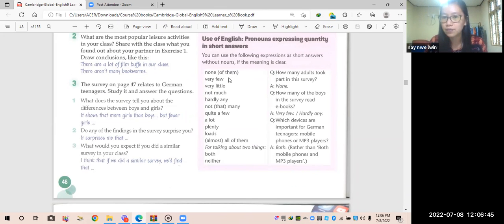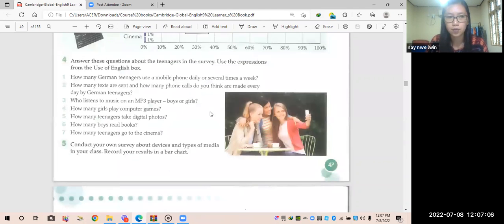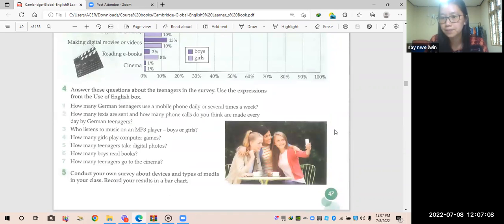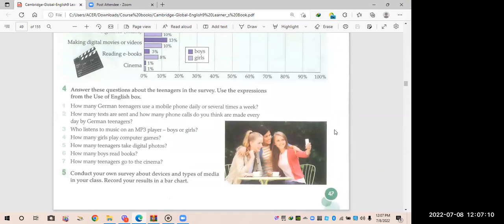Okay, none of them, very few, very little, not much, hardly any, not that many, quite a few, a lot, plenty, loads. Loads means a lot. All of them or almost all of them. For talking about two things, you can use both for positive sense and you can use neither for negative sense. So got it? Okay, so we'll answer these questions and after that we'll check together, okay? Okay, teacher.